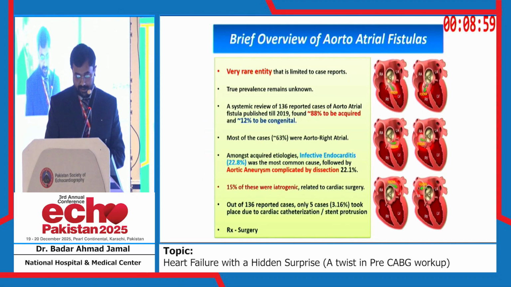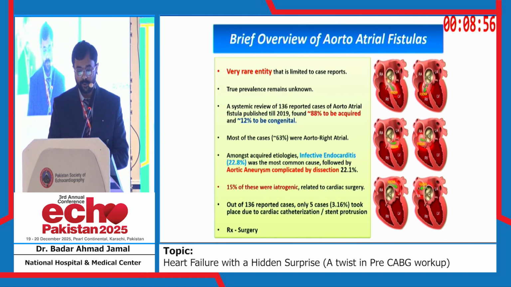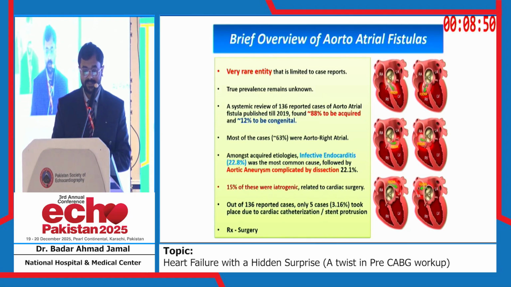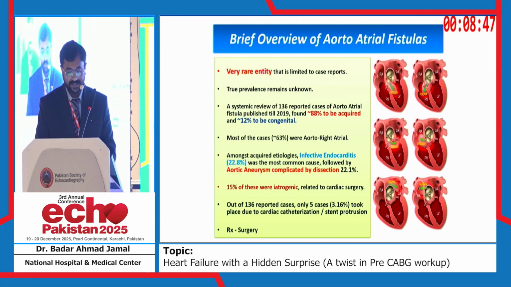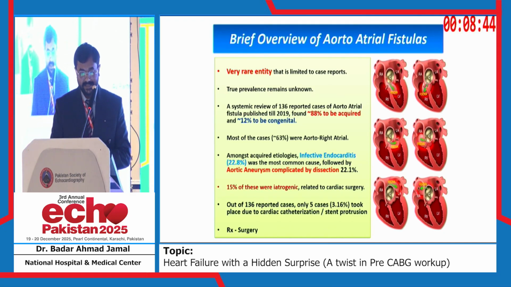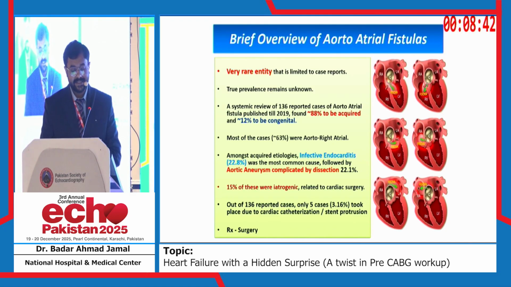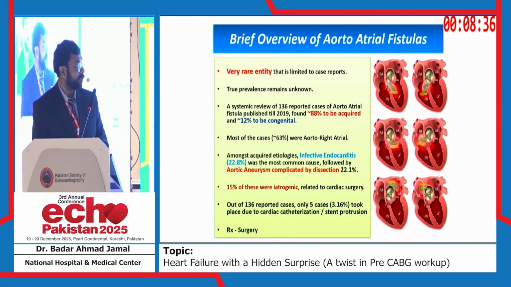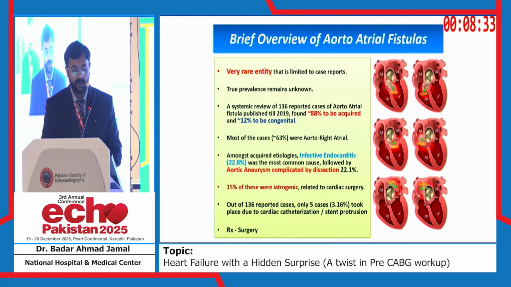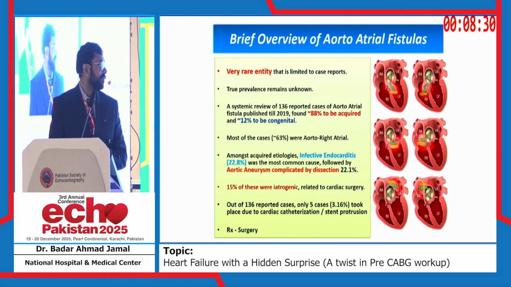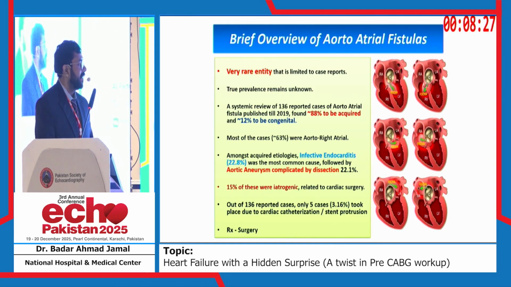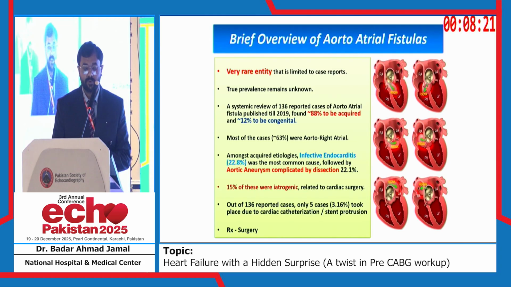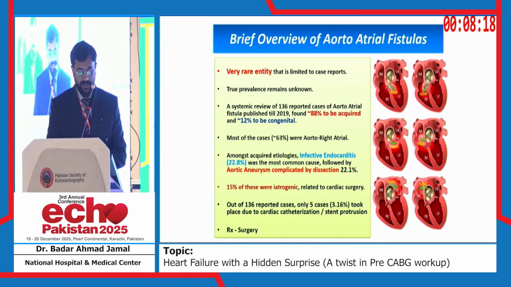So at this point, let's have a look at what we know about aortoatrial fistulas. It's a very rare entity, with its true prevalence still unknown, somewhere between 0 and 1%. A systematic review was conducted of 136 reported cases of aortoatrial fistula published till 2019. Out of those, 88% were found to be acquired and 12% congenital. Most of these were aorto-right atrial, and amongst the acquired etiologies, infective endocarditis was top of the list, followed by aortic aneurysm complicated with dissection.